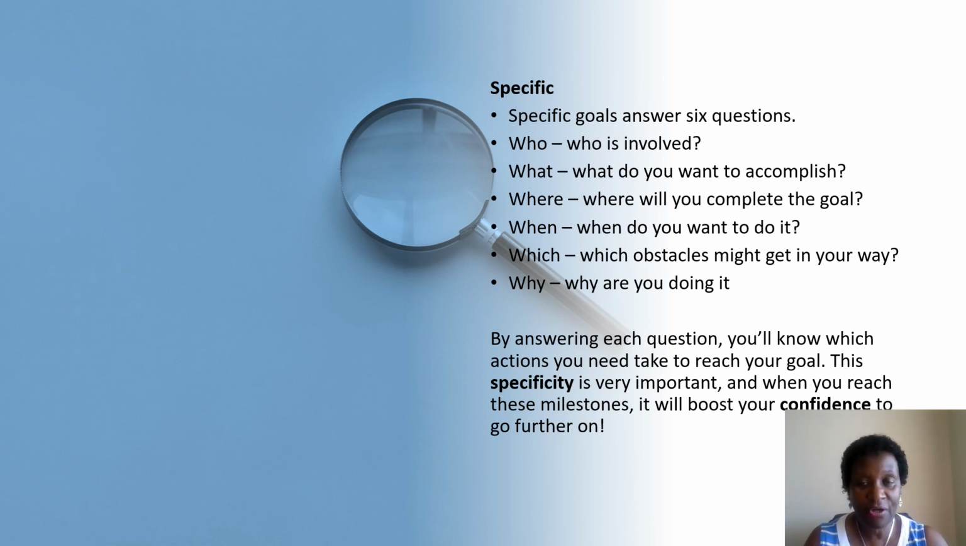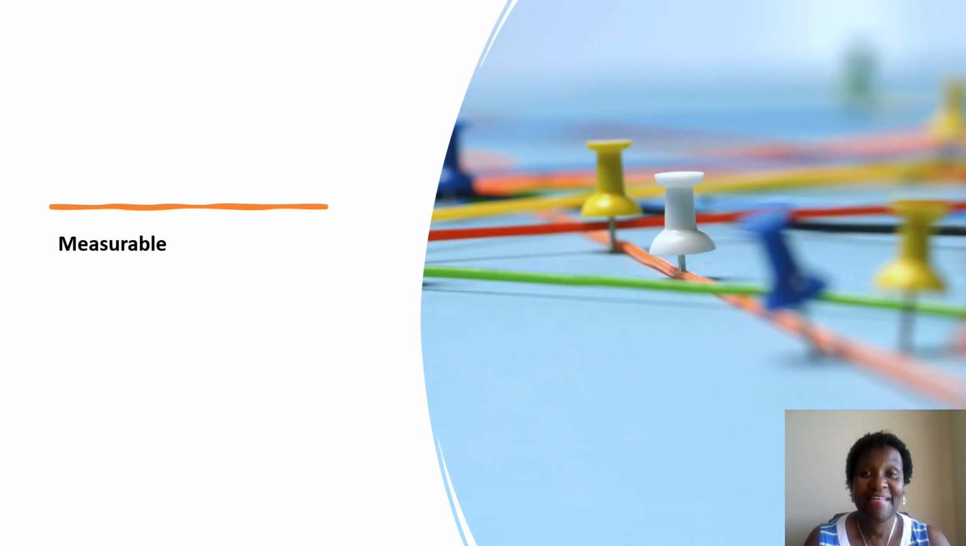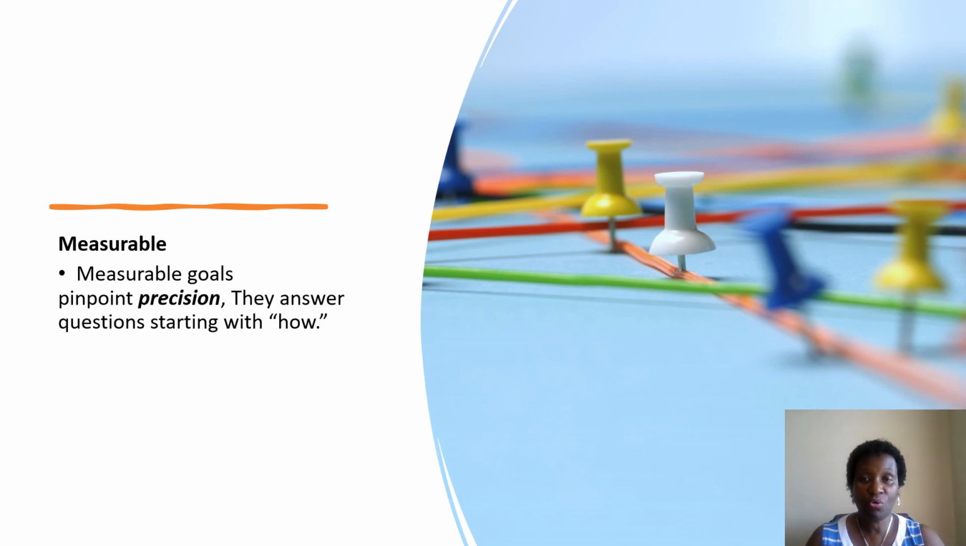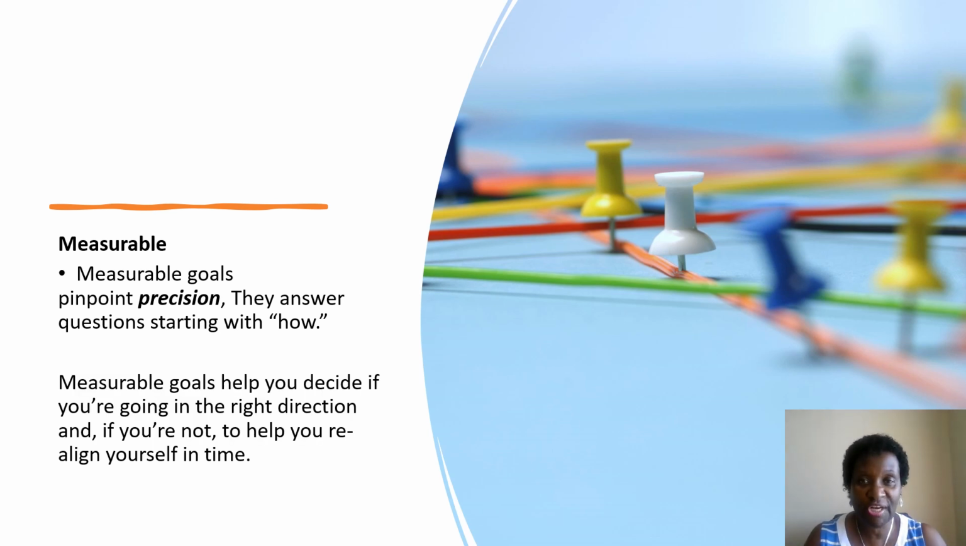So when you're planning a goal, and in a little while you're going to see an example of a goal, make sure that your goal is specific. Next, make sure your goal is measurable. All this means is that you've pinpointed the precise thing that you want to do. They answer the how question. How am I going to get this goal accomplished? And so measuring it will help you to do that.